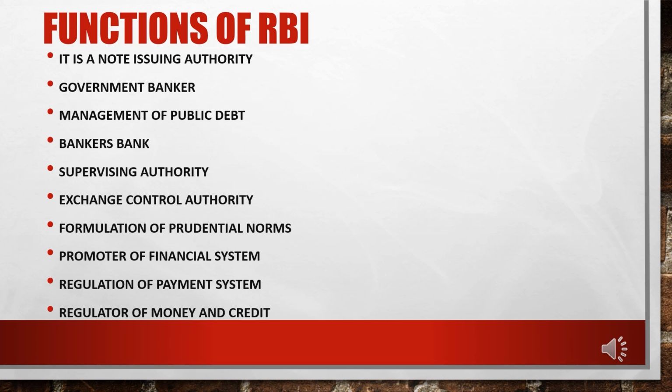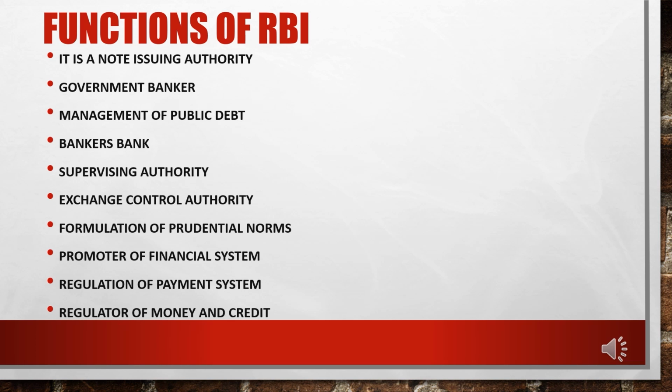RBI can also establish specific organizations to develop particular sectors, like NABARD. NABARD was established in 1964 by RBI to promote the agricultural sector, because the agriculture sector was not that developed. So a specific organization was established to develop that particular sector. Like that, there are different organizations set up by RBI to promote entities which are not developed in the system.